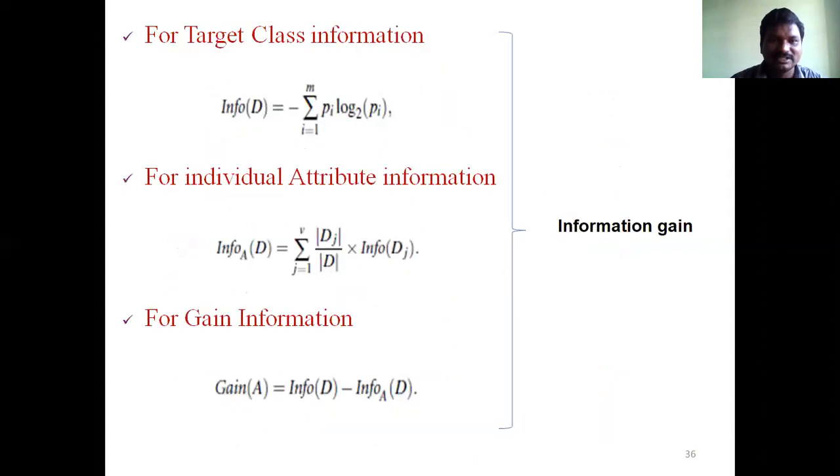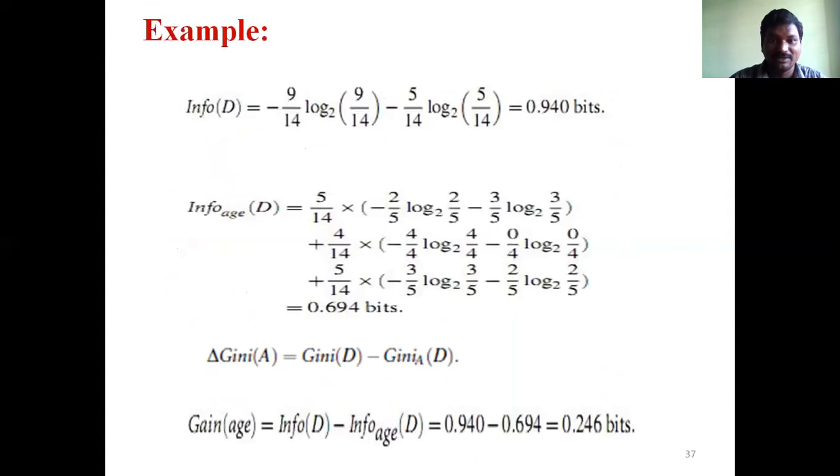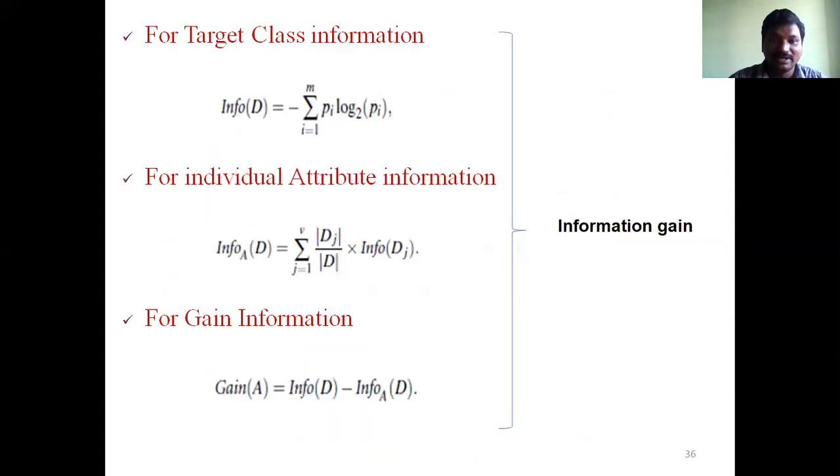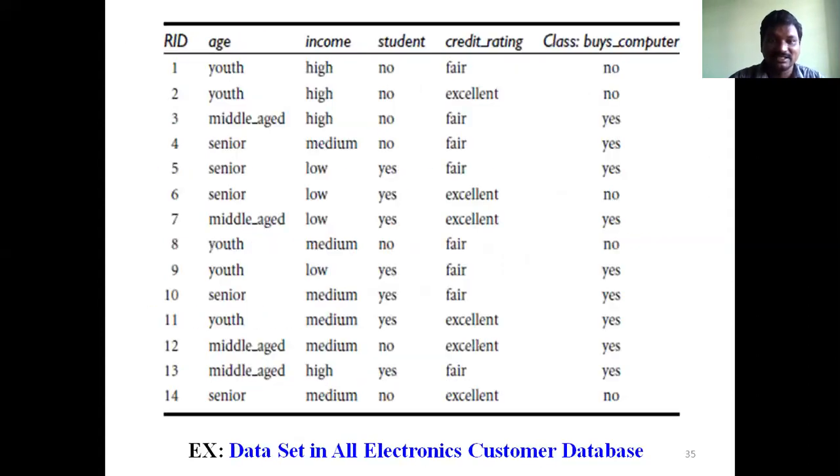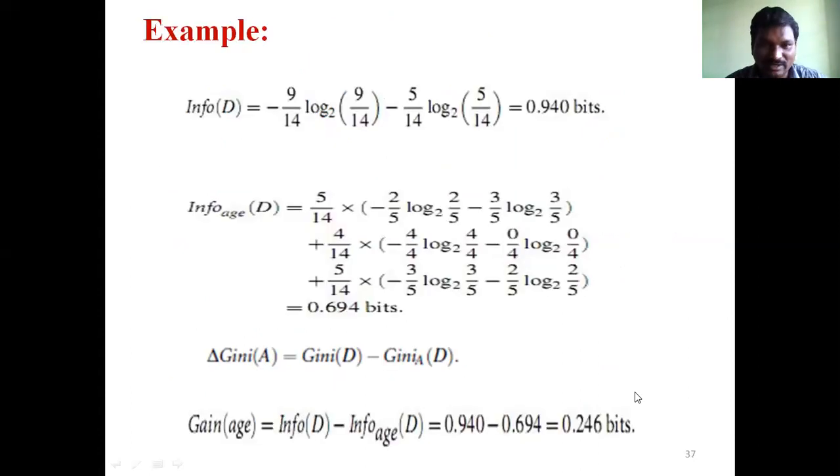Information of D, the information of the entire data set, minus summation i equal to 1 to m, pi and then logarithm of pi. How can you calculate the probability value here? Here, pi. Data set. What is the data in the data set? How many labels are there? Totally 14 labels are there. How many no's are there? 1, 2, 3, 4, 5, 5 no's are there.